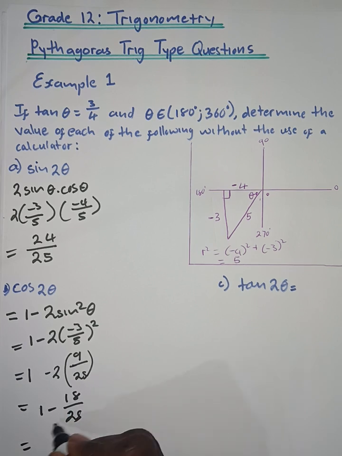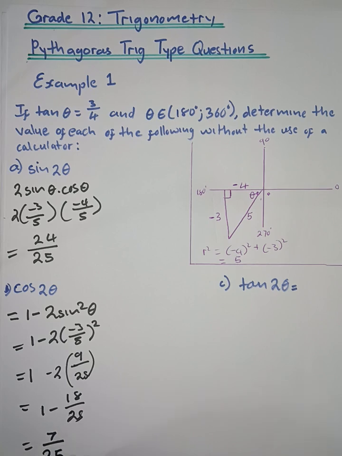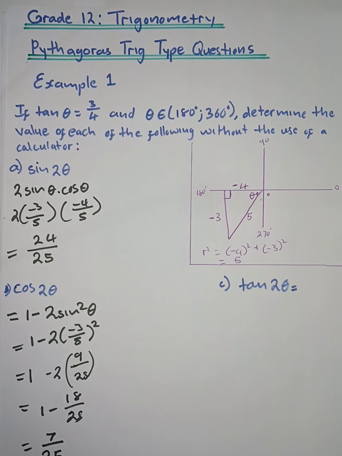If you simplify that further, I think that's 7, because 25 minus 18, you would get 7 over 25. So that's the value that you're going to get when you simplify that. So that's 7 over 25.